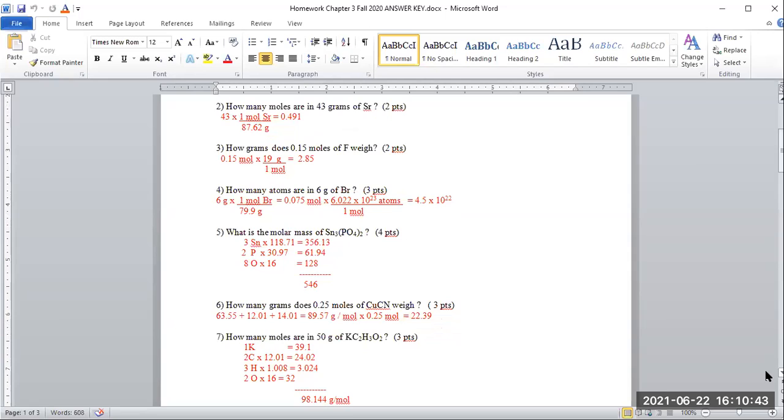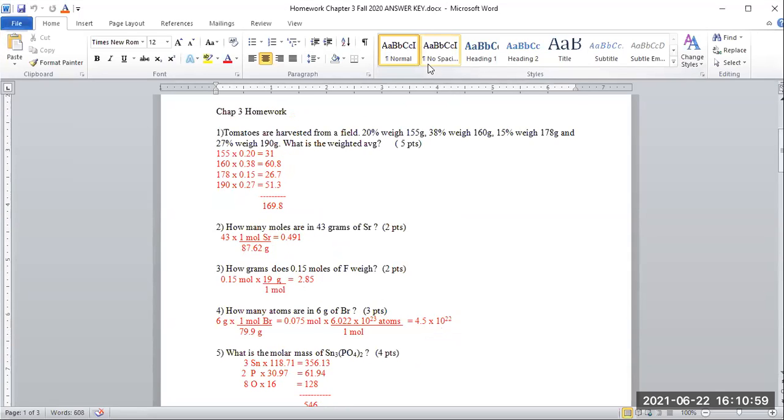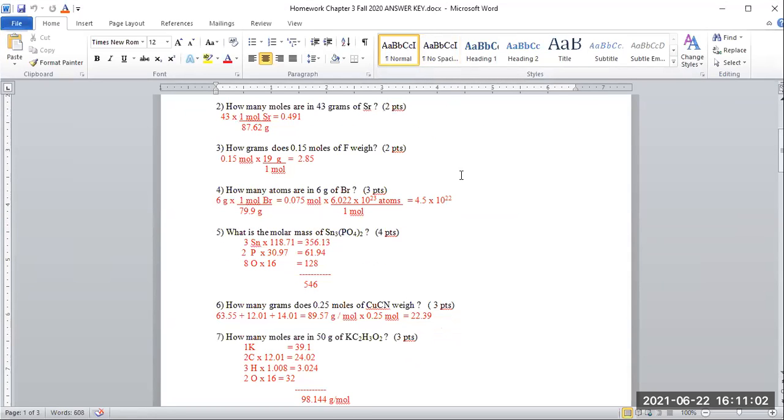Then we move on to molar mass. This is a relatively large molecule here. We have 3 tins and 2 phosphorus atoms and 8 oxygens. So again, back to the periodic table to look at what your atomic masses are. Multiply across. That way I get 356 and 61 and 128. And then you can total them all together and you end up with a relatively large molar mass of 546.